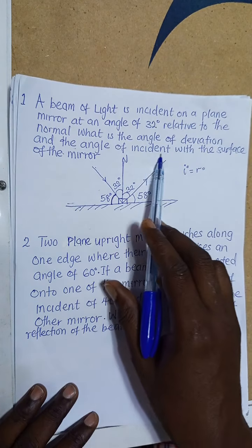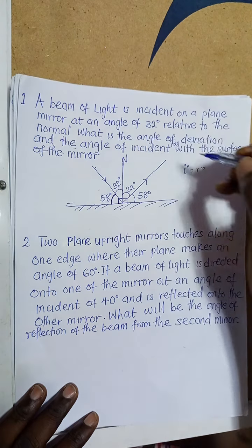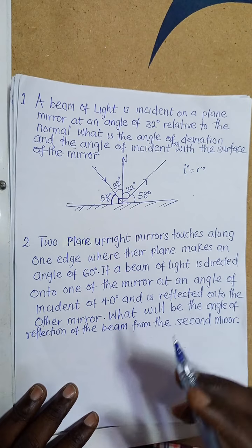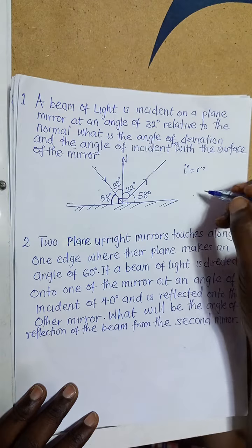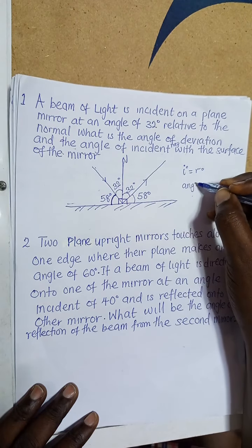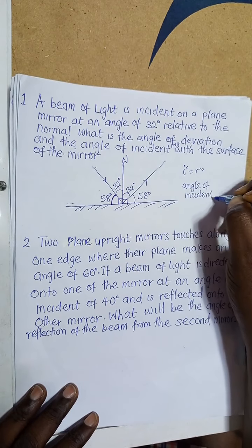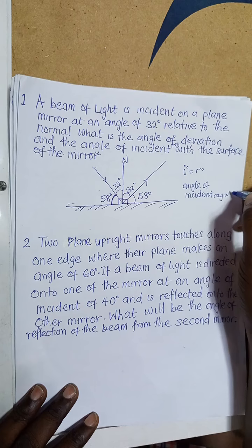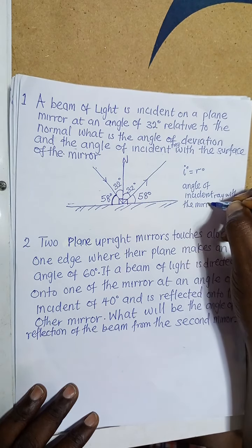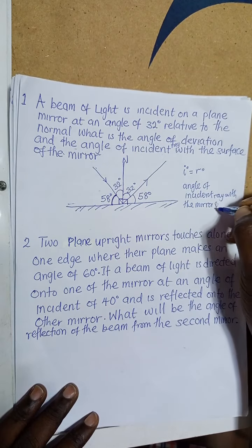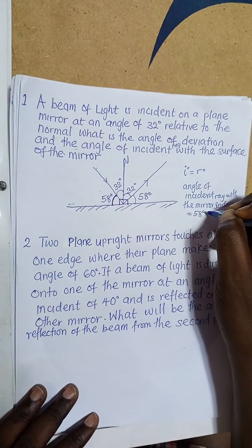The angle of the incident ray with the surface of the mirror is 58. So the angle of the incident ray with the mirror surface is equal to 58 degrees.